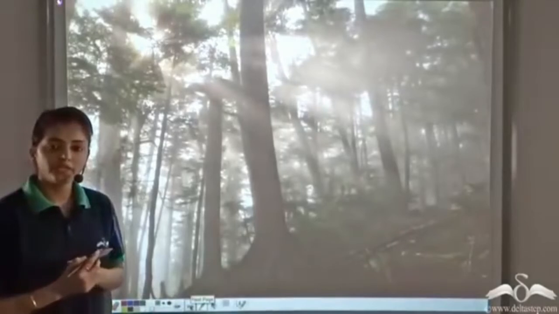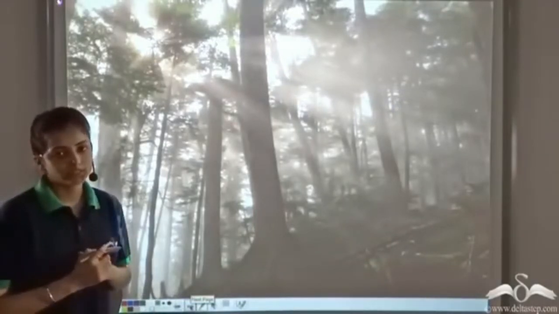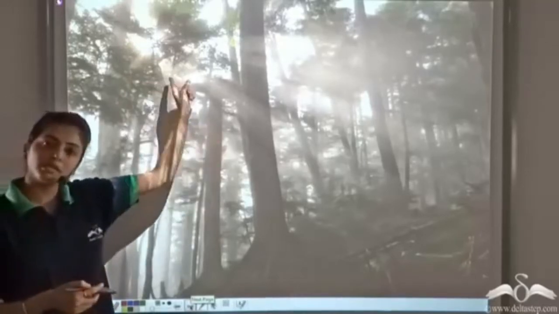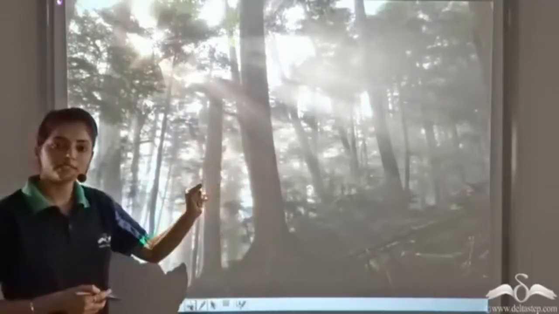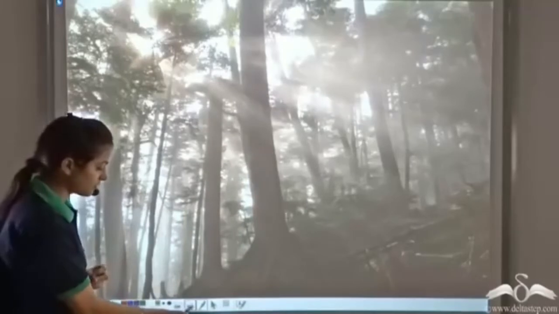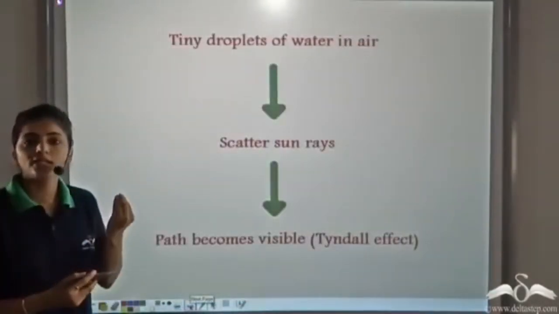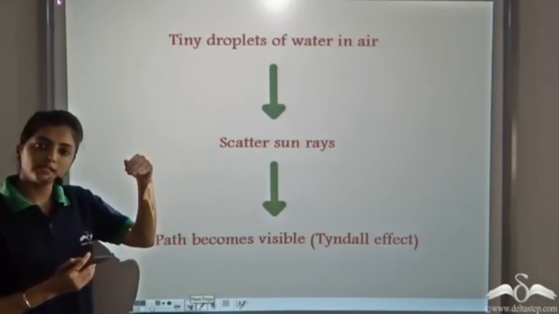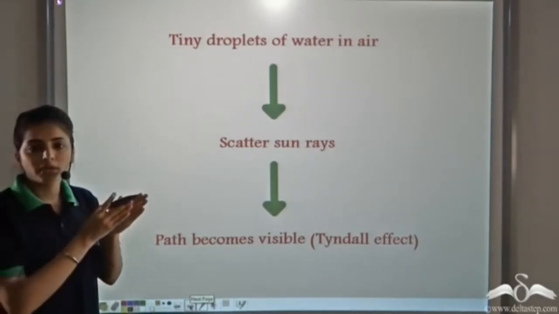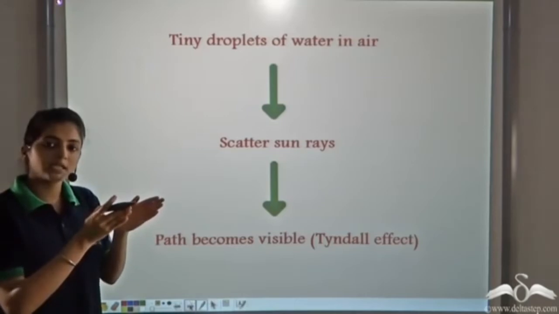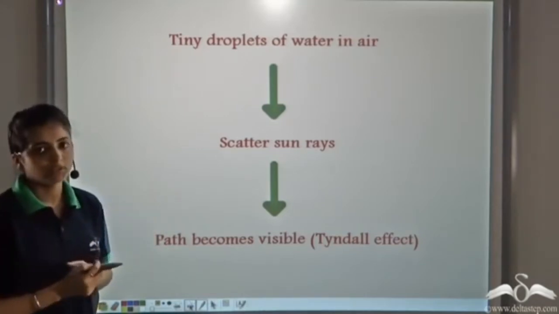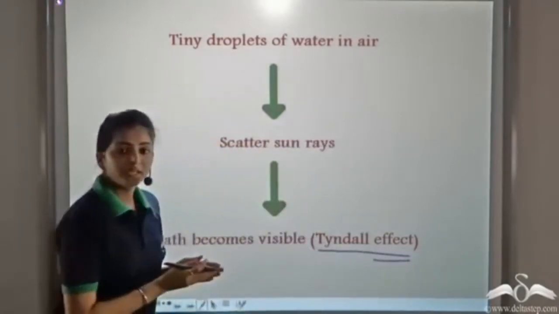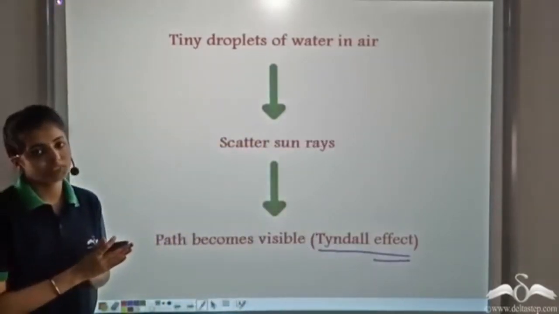This is also the effect which you observe in dense forests. In dense forests, again, you see the path which is taken by the rays of the sun. Why is this so? This is because in forests, there are tiny droplets of water. As the sun's rays strike these droplets of water, their path is scattered. As they are scattered, their path becomes visible. So again, it is the Tyndall effect which makes the path of the sun's rays visible.